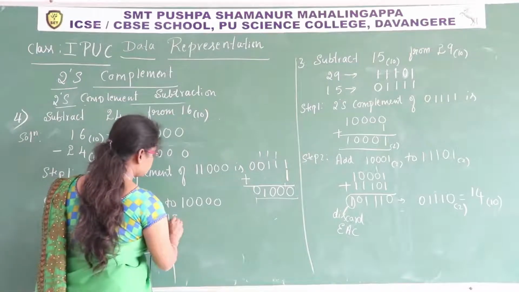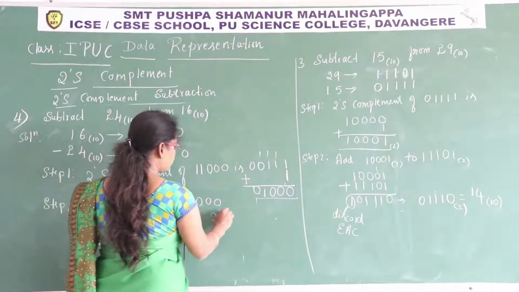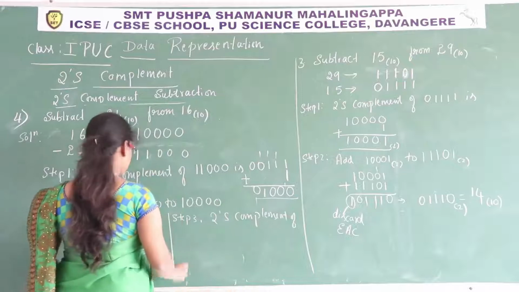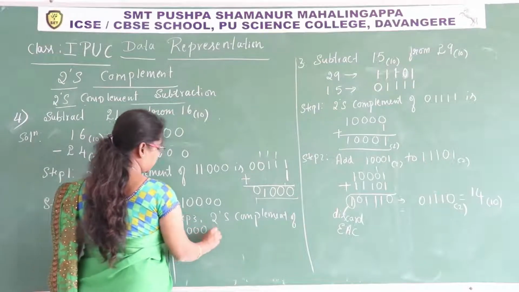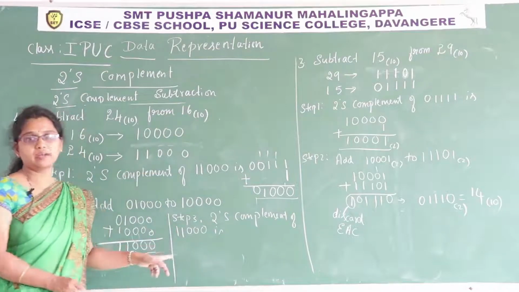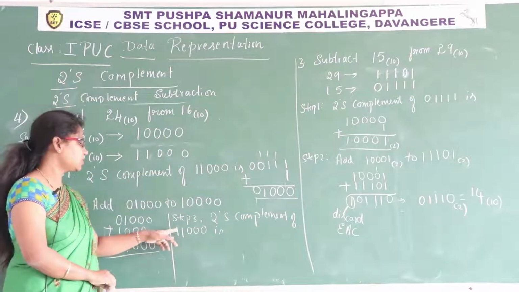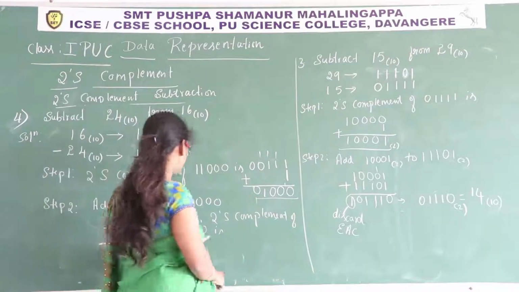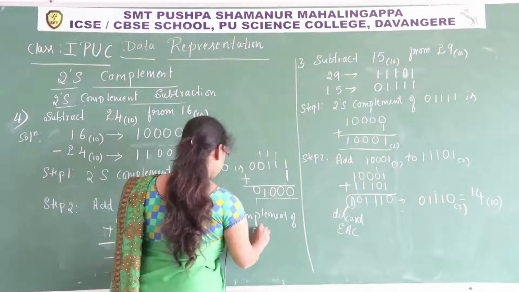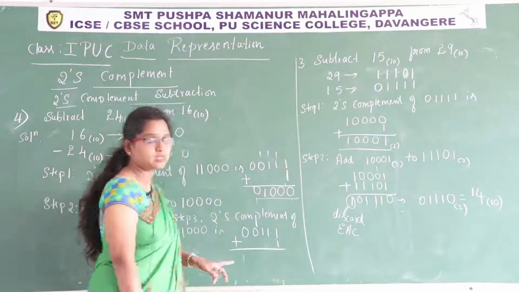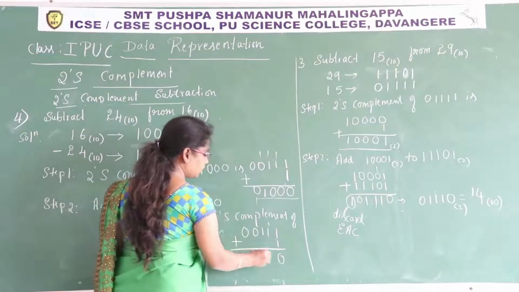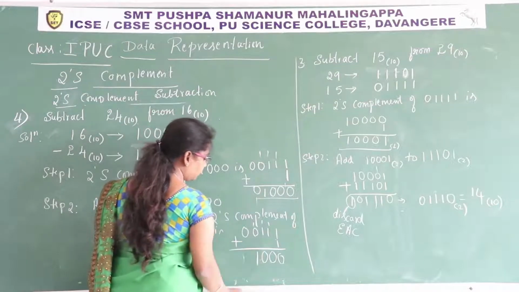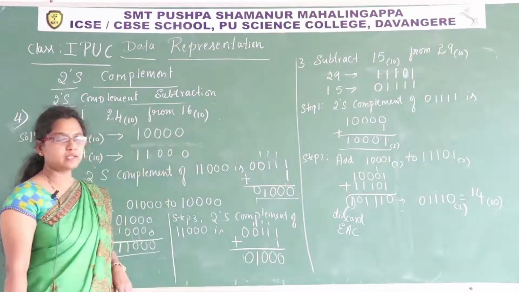I'll write here step 3: 2's complement of 11000. You know the method of taking the 2's complement of a given number. First we have to take the 1's complement, then we add 1 to the LSB of the 1's complemented number. 0 0 1 1 1. So 1 plus 1 is 0, carry 1, 1 plus 1 is 0, carry 1, 1 plus 1 is 0, carry 1, 1 plus 0 is 1. So 10000 base 2.